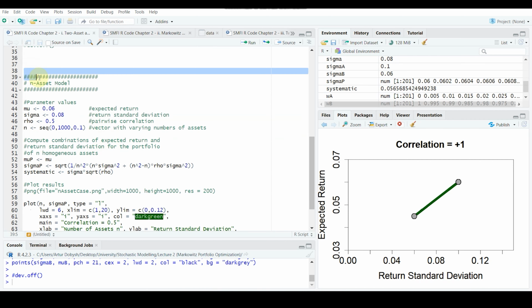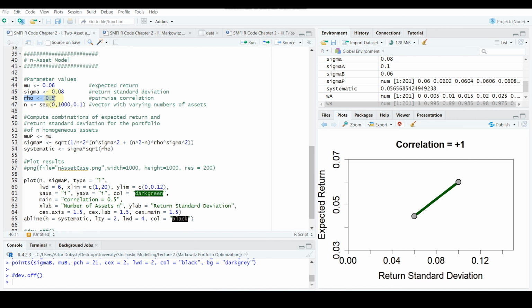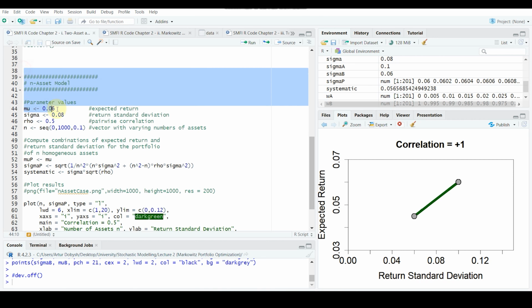Now, if we increase the number of assets in our portfolio, how do we do this? We create many assets with the same return and the same standard deviation. All of them are identical and they all correlate with a 0.5 correlation coefficient. Now we create a vector of assets. Let's say we have 1000.